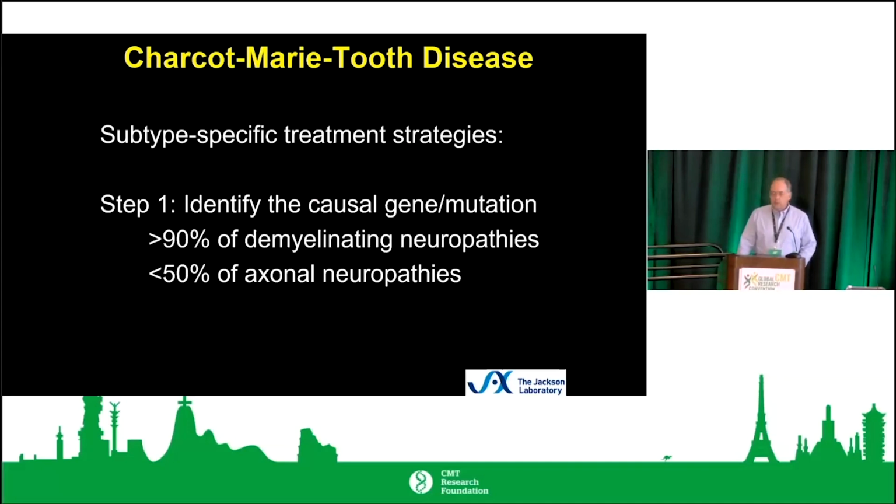For demyelinating neuropathies, patients have pretty good odds of getting a genetic diagnosis, but for axonal neuropathies, we're still actually at less than 50%. So there's still some work to do there, but nonetheless, we've got over 100 gene targets that have been identified over the last 30 years.